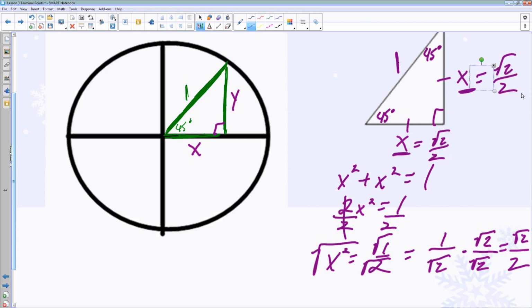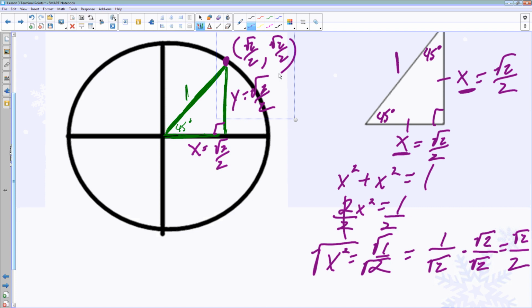So when our angle measurement is 45 degrees, our x coordinate is going to be square root of 2 over 2, and our y coordinate is also square root of 2 over 2. So our terminal point, our x comma y, is square root of 2 over 2, square root of 2 over 2.